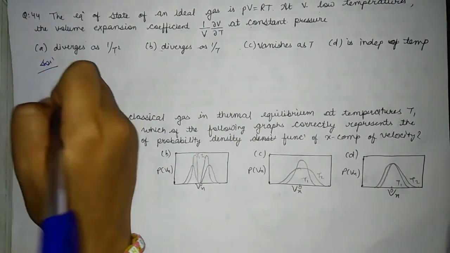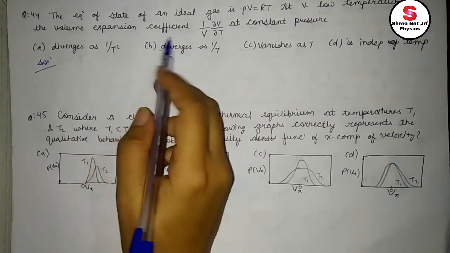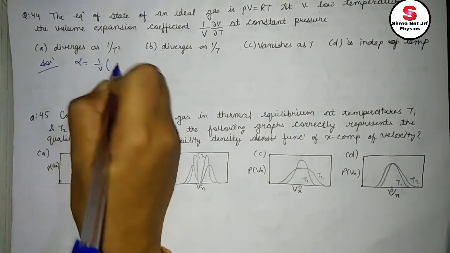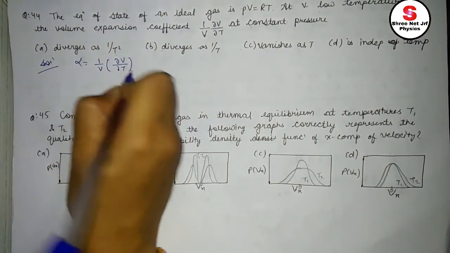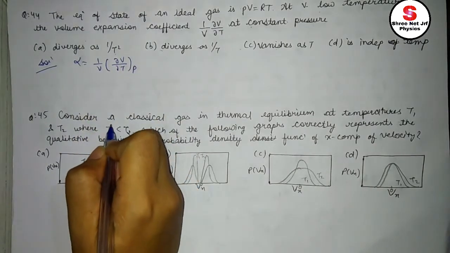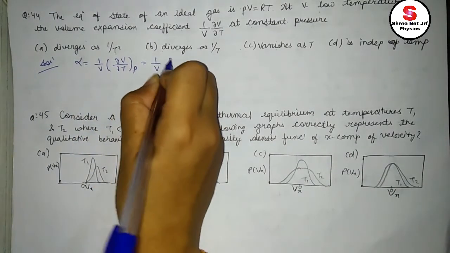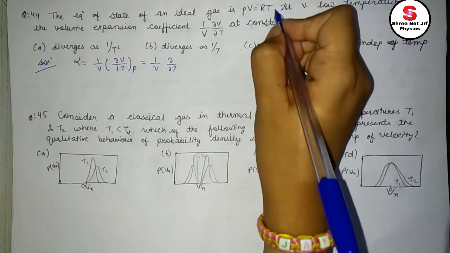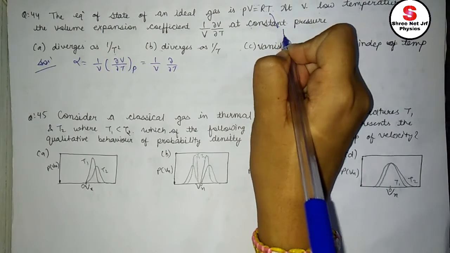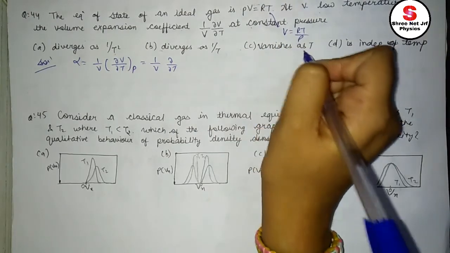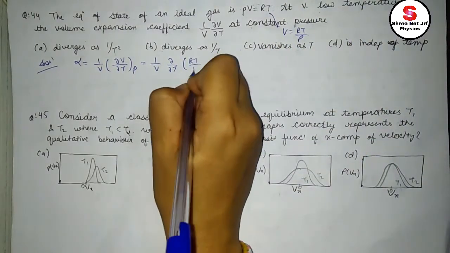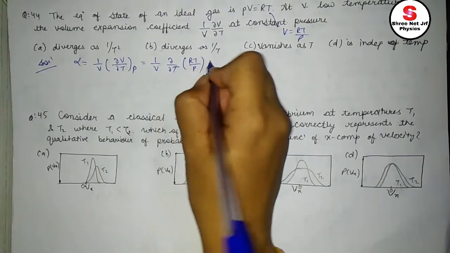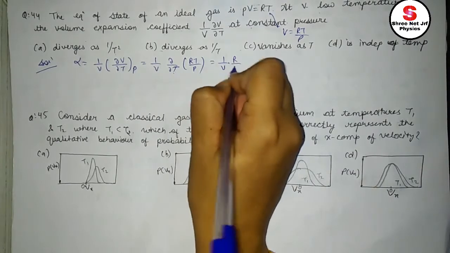So solution: we know already that the volume expansion coefficient, denoted by alpha, equals 1 by V, del V by del T at constant pressure P. I can write it as 1 by V, del by del T, and V I can substitute from here. What do I get? V equals RT divided by P, so RT by P. When I differentiate it with respect to temperature T, I get 1 by V times R by P.